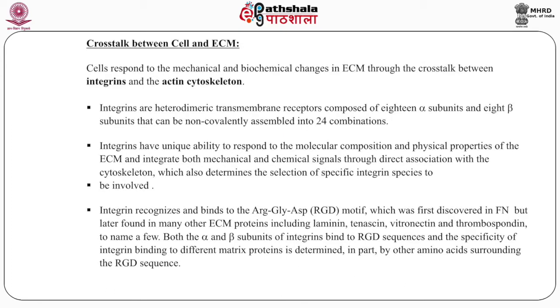So, now we understood the components of ECM and next we will try to understand the crosstalk between ECM and the cell. Cells respond to the mechanical and biochemical changes in ECM through the crosstalk between integrins and the actin cytoskeleton. What are integrins? So, integrins are heterodimeric transmembrane receptors composed of 18 alpha and 8 beta subunits that can be non-covalently assembled into 24 different combinations.